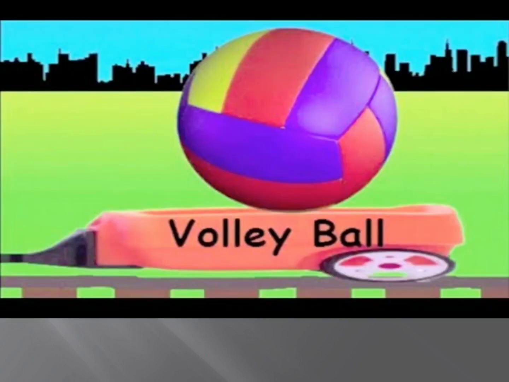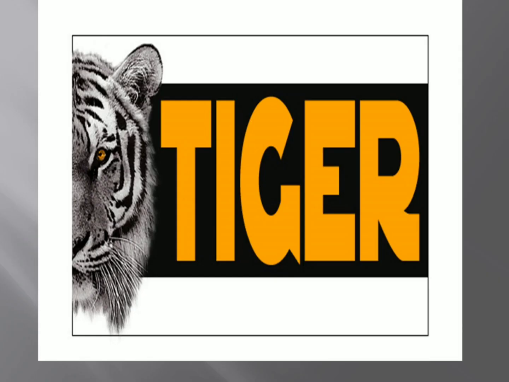A ball is given in the picture. And it's a volleyball. So, it's a name of a thing. Volleyball is a name of a thing. So, it's also a noun. So, noun can also be a name of a thing. And finally, the picture of a tiger is being shown there. Tiger is the name given to an animal. So, tiger is also a noun.